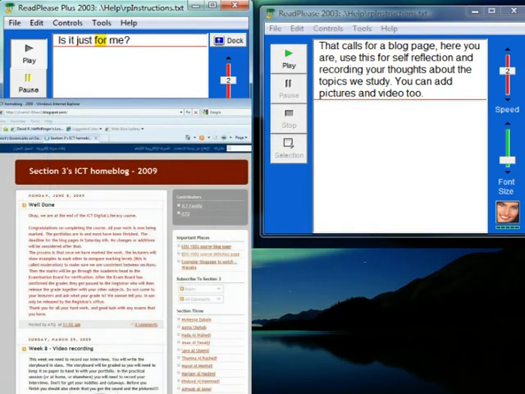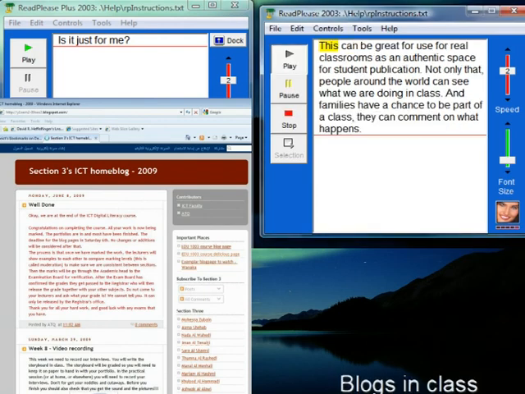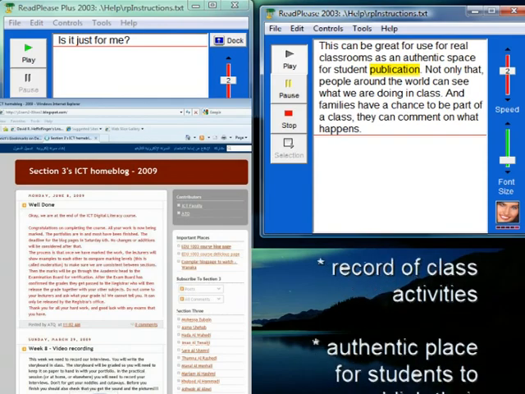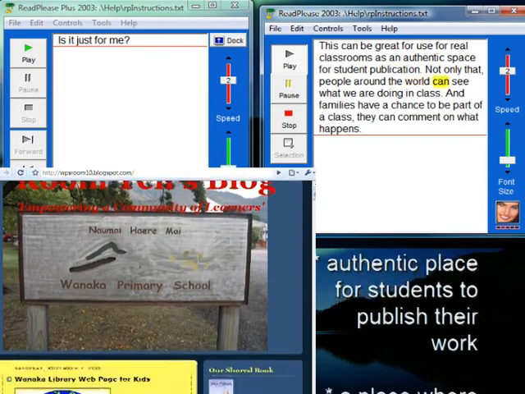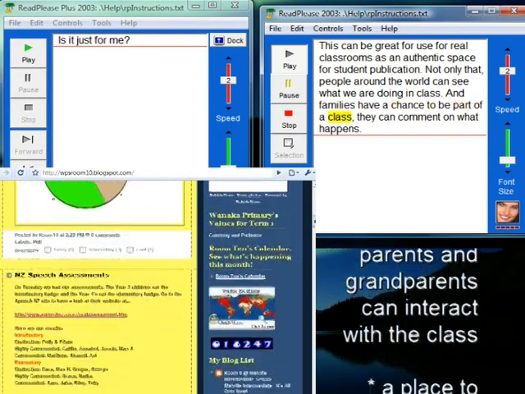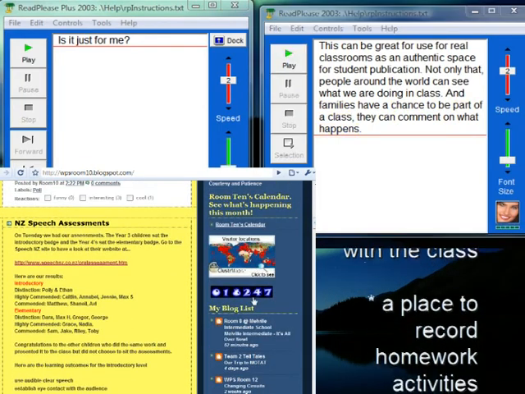Is it just for me? This can be great for use for real classrooms as an authentic space for student publication. Not only that, people around the world can see what we are doing in class. And families have a chance to be part of a class. They can comment on what happens.